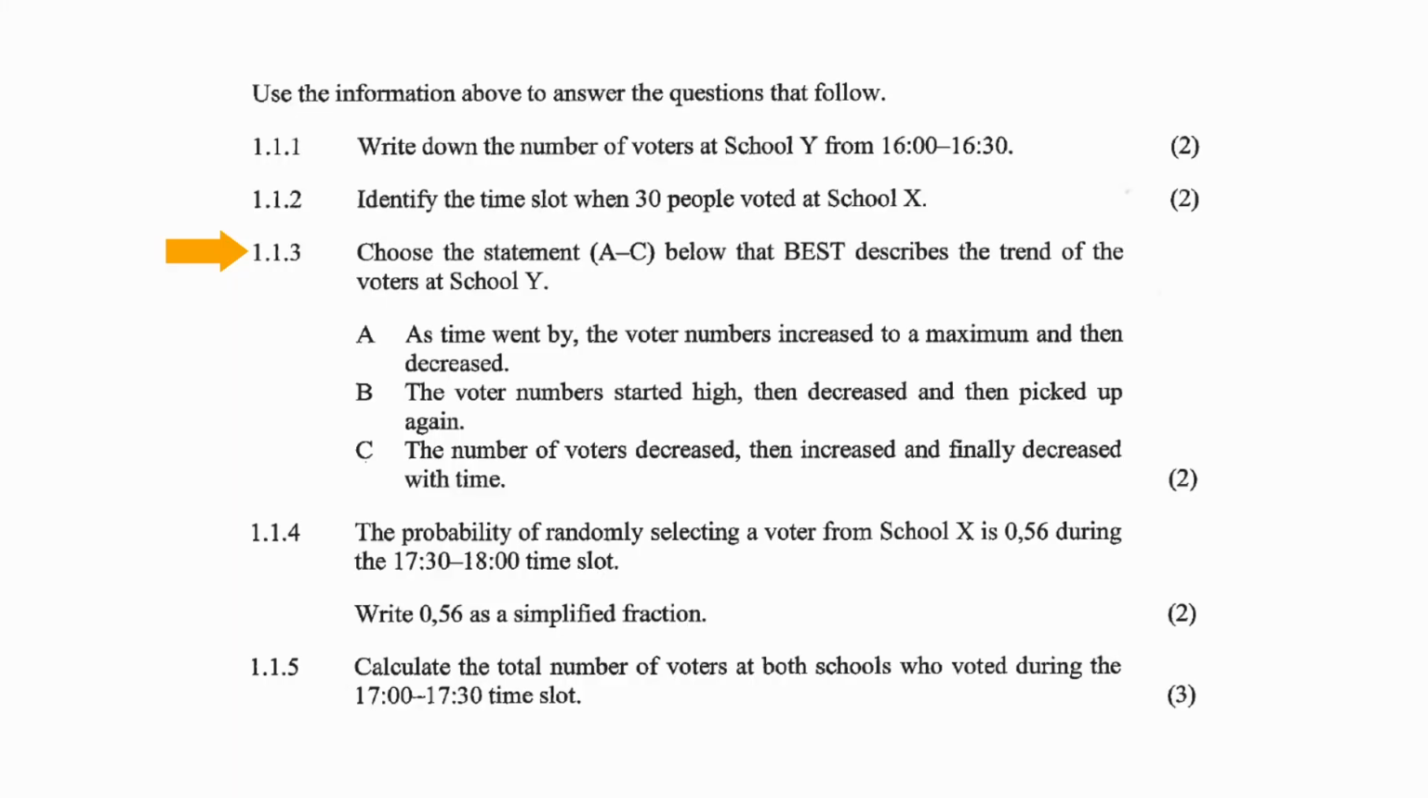In question 1.1.3, you have to choose the statement A to C below that best describes the trend of voters at School Y, where A is, as the time went by, the voter number increased to a maximum and then decreased. B is, the voter number started high, then decreased and picked up again. And C is, the number of voters decreased, then increased and finally decreased with time.